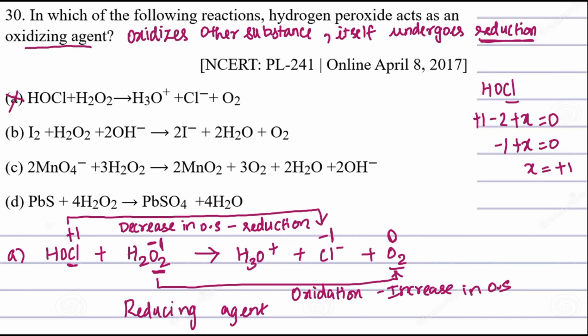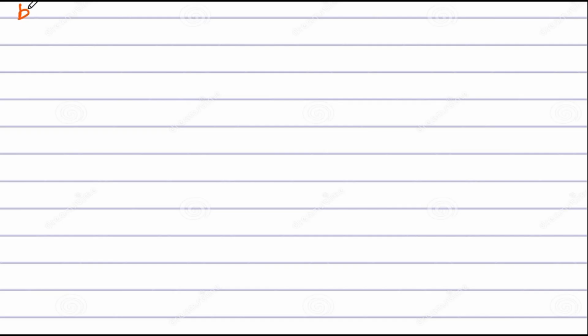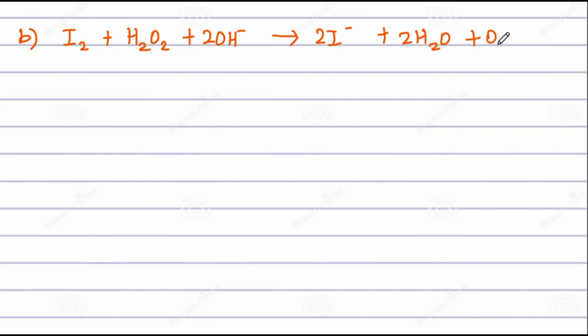Let us go to the second option. I2 plus H2O2 plus 2OH minus gives 2I minus plus 2H2O plus O2. So let us see the other substance first. In the free state, iodine has the oxidation state of 0. Then in the iodide ion, the charge is minus 1. So from 0, it is decreased to minus 1. So a decrease in oxidation state is obviously reduction. So here also the other substance has undergone reduction.